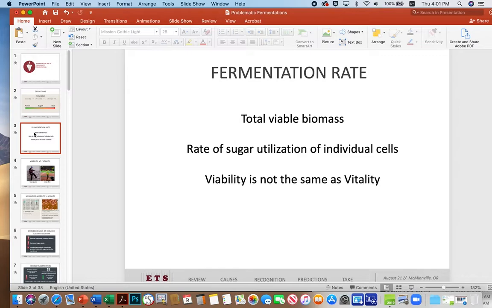Fermentation rate depends on a lot of things, but these are the main ones. Total viable biomass. So again, that's a reference to the amount of viable yeast cells that are conducting the primary fermentation. The rate of sugar utilization by individual cells. So it's not just enough to have a bunch of viable cells, but you've got to have cells that are optimally using the sugars. And that's why the third bullet point is important. Viability is not the same as vitality.